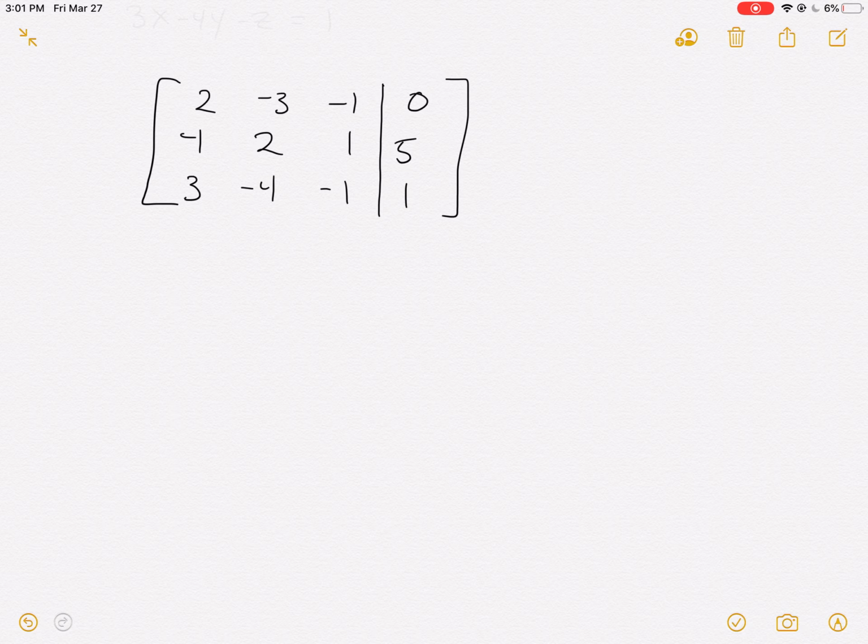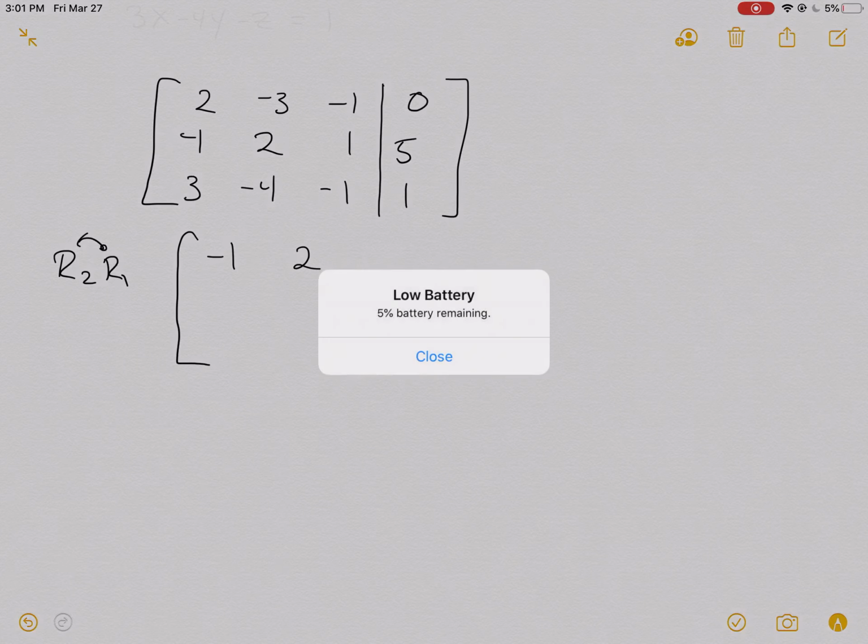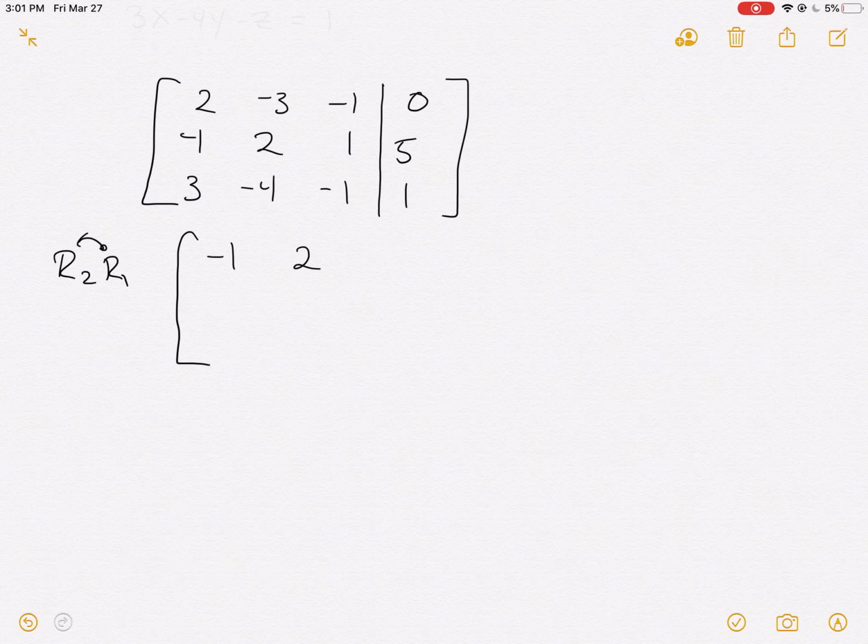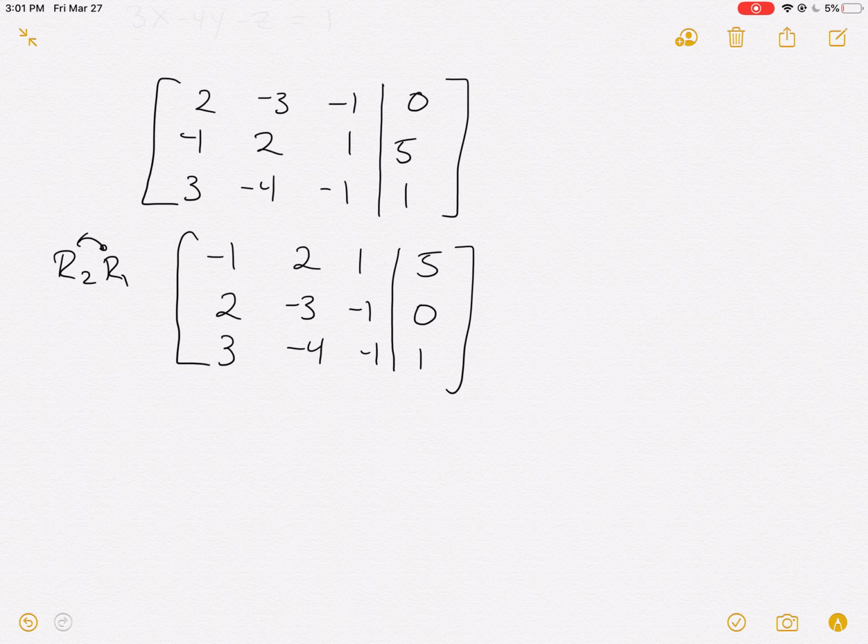One thing that I haven't done yet, which is often good to do, is to interchange rows. So what if I just took row 2 and row 1 and flipped them? Well, what would that look like? That would look like negative 1, 2, 1, 5. It would look like 2, negative 3, negative 1, 0 being next, and 3, negative 4, negative 1, 1. And you're welcome to do more than one thing at the same time.